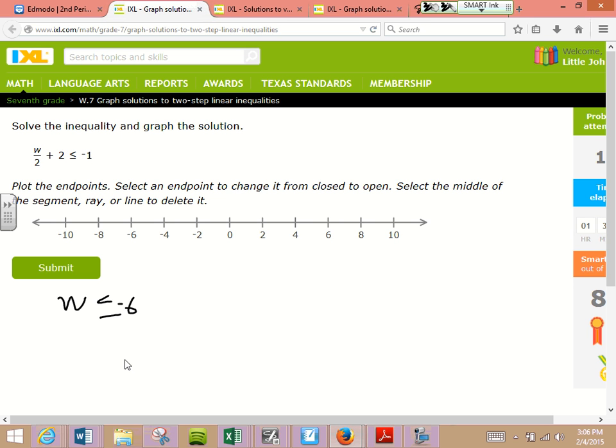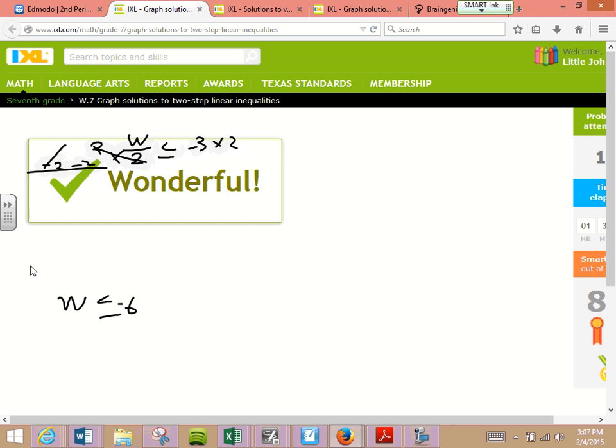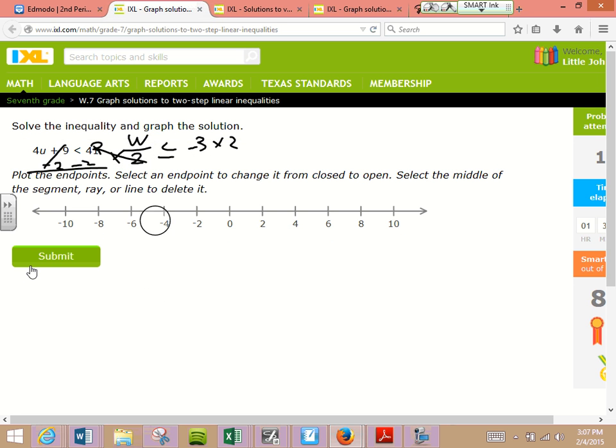So let's work it out. You subtract 2, subtract 2. You get W over 2 is less than or equal to negative 3. Multiply by 2. And that does give me W is less than or equal to negative 6. Where did I get negative 3? I'll do it. And it's closed because it's either or, and then it's going this direction, right? Awesome. All right. Let's go to the next one.